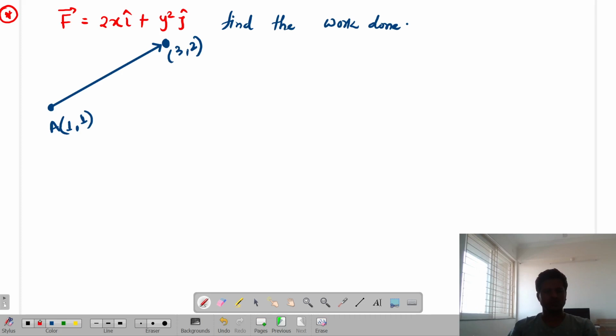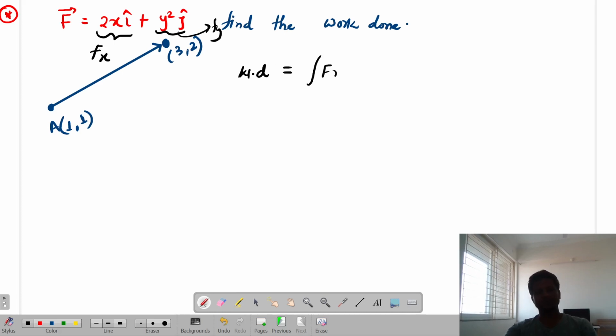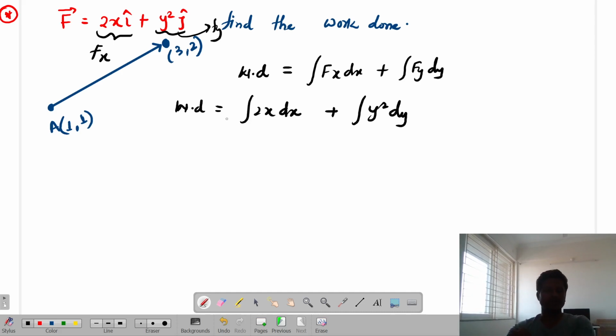Let us see. So, work done. If I look into the variation, there are two variations, one along x, one along y, isn't it? So can I consider the variation along x as Fx and variation along y as Fy? What was the formula? Integral Fx dx plus integral Fy dy. So work done becomes integral 2x dx plus integral y square dy. But look over the variation of x. X is taken from where to where? 1 to 3, so integration from 1 to 3, and y is taken from 1 to 2.